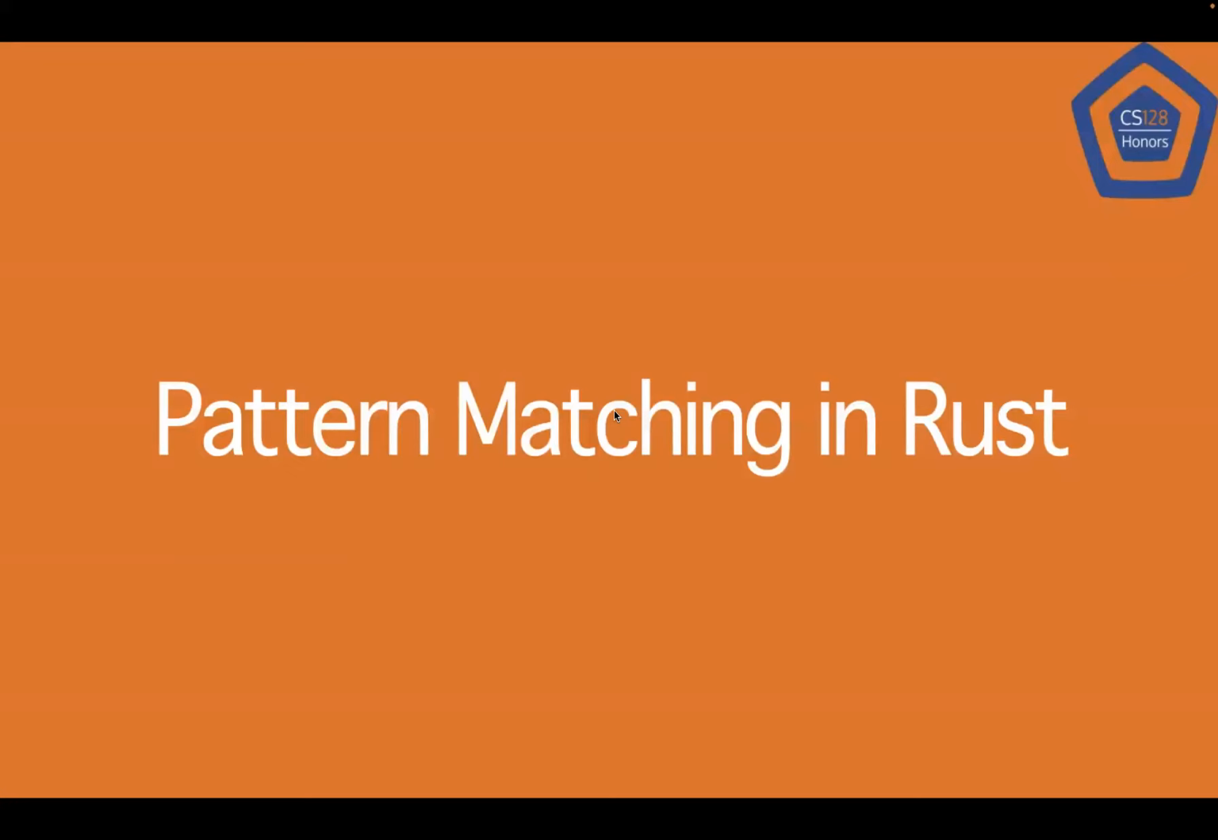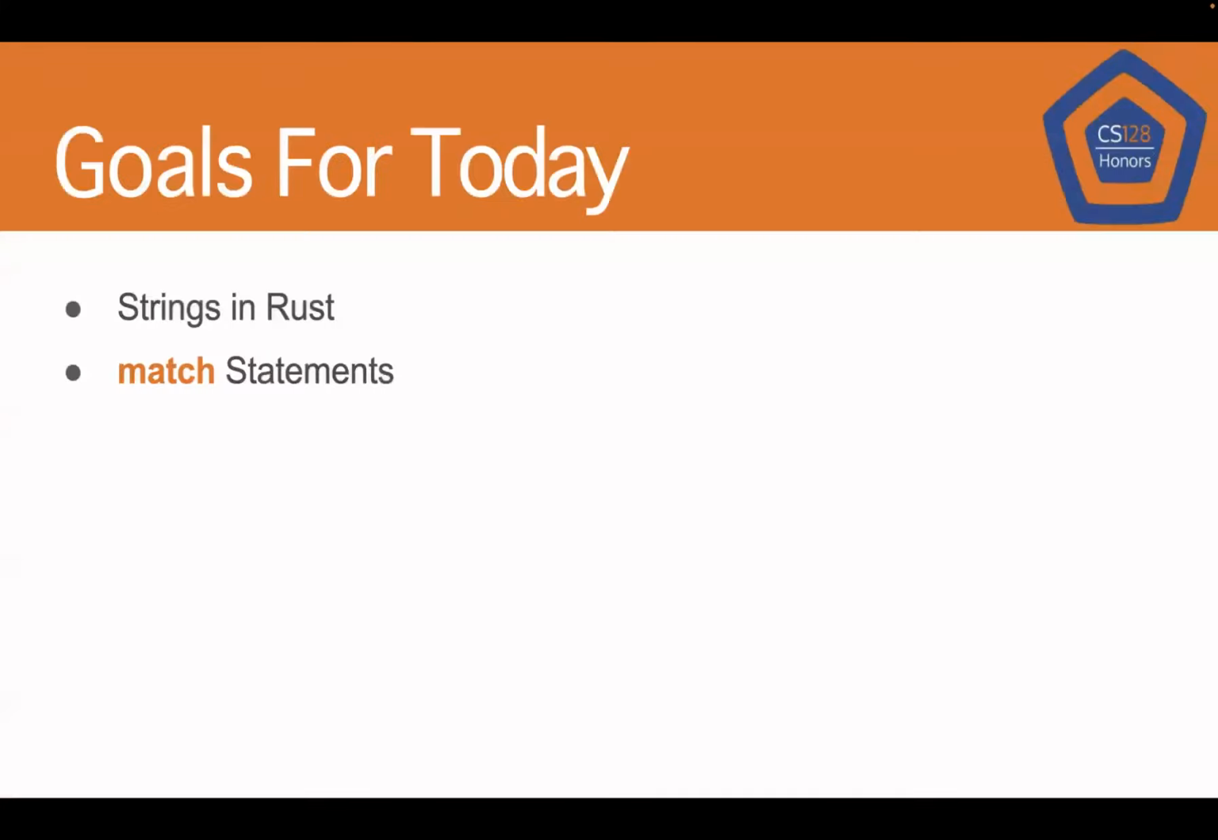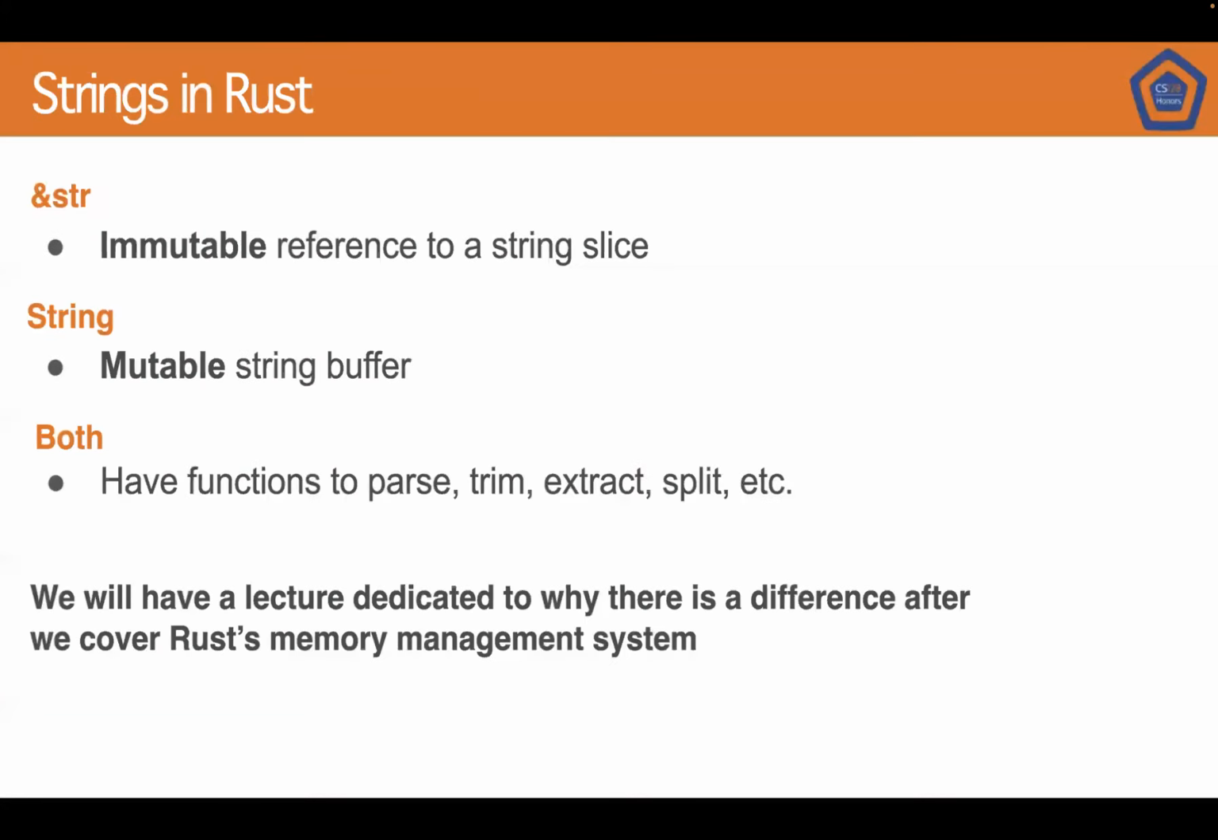In today's lecture, we're going to cover pattern matching in Rust. So our goals for today are as follows. First, we'll briefly introduce two different types of strings in Rust, and then we'll go in depth into match statements and walk through some examples of them. So first, let's talk about two different types of strings in Rust.